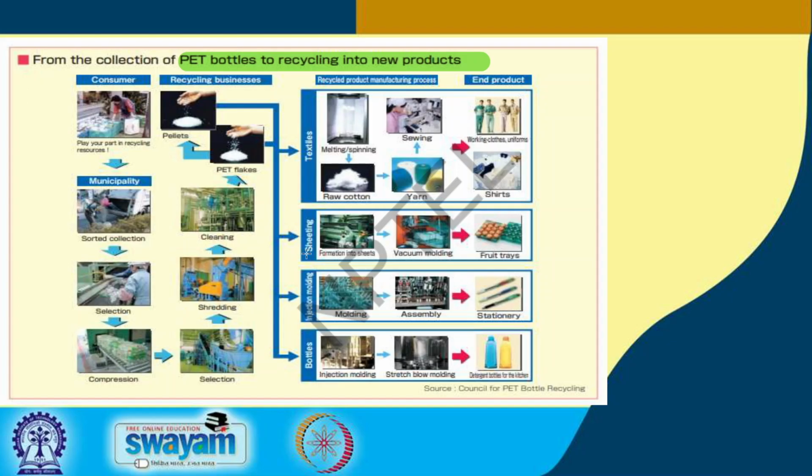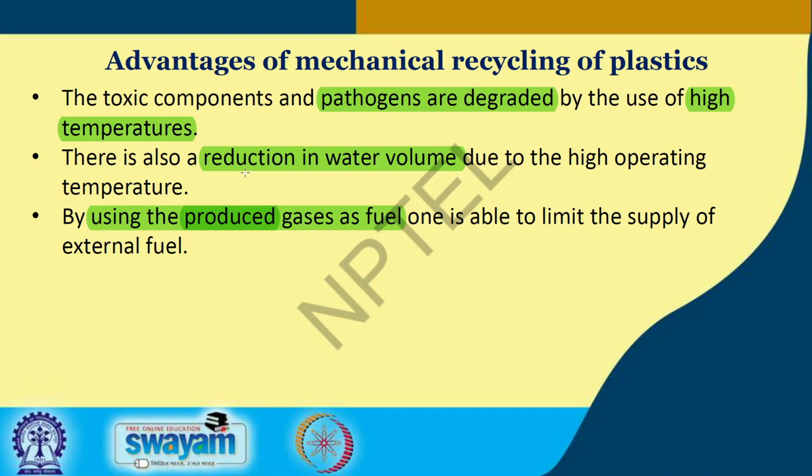Then if you're talking about sheeting, these pellets can be used for making sheets for fruit trays, by using vacuum molding. Then by injection molding we can get some stationery items or any types of toys. Then again, for the bottles we can make use of these pellets or plastic flakes.